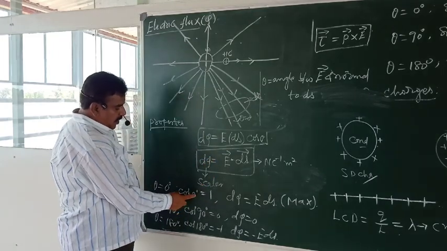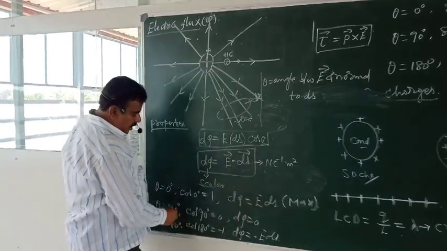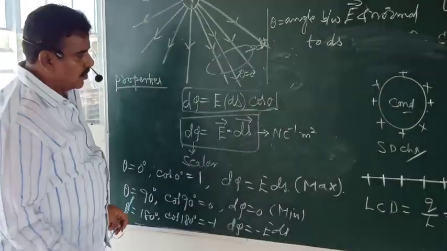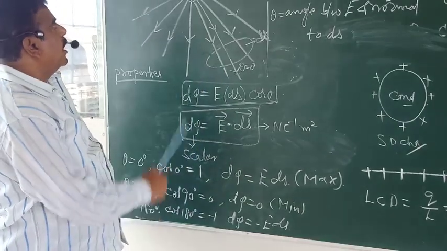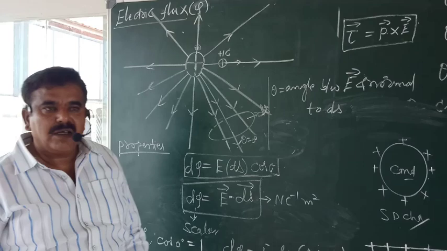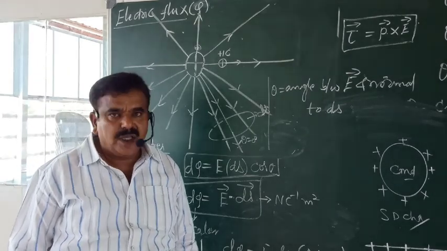When theta is 0 degree, flux is maximum. When theta is 90 degree, flux is 0. If you know these things very clearly, in the next session we shall think about another law called Gauss law, which deals with electric flux.